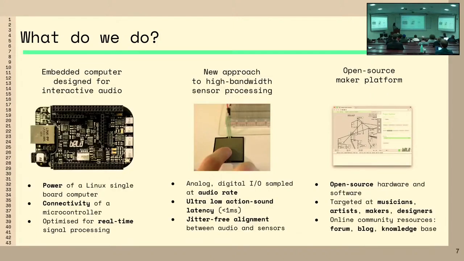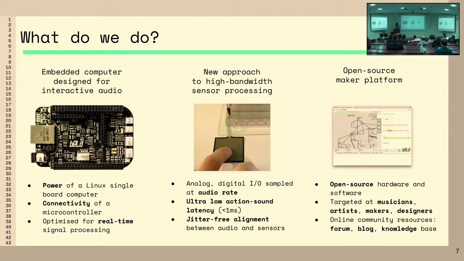Bela is an embedded computer designed for interactive audio, based on the now a little bit dated BeagleBone Black platform, which has the power of a Linux single-board computer, the connectivity of a microcontroller, and is optimized for real time. When we designed this, we took a specific approach to high bandwidth sensor processing so that the analog and digital inputs and outputs are sampled at audio rate, which allows us to achieve really low latency, below 1 millisecond. I mean, for FPGA guys, 1 millisecond is like, oh, that's too much. But you can do interesting things. You can get to microsecond latency on Bela.